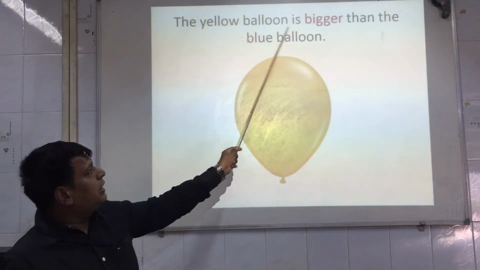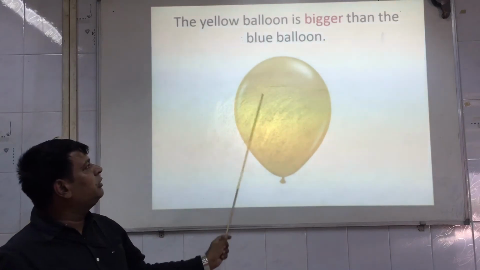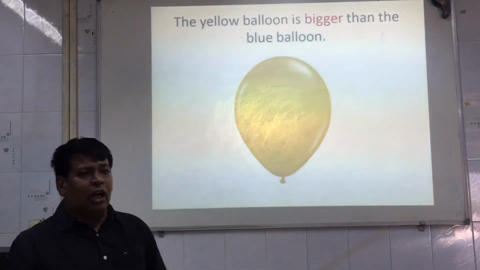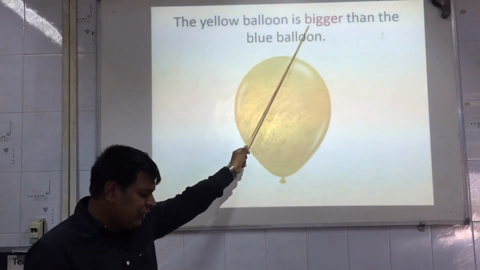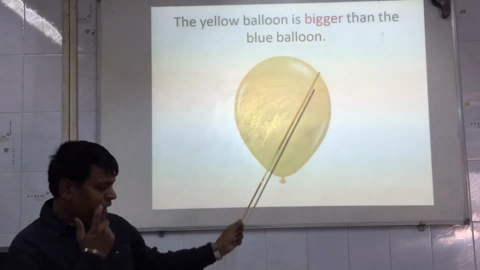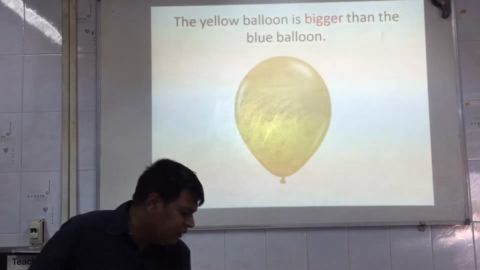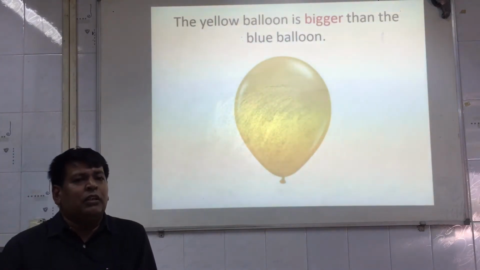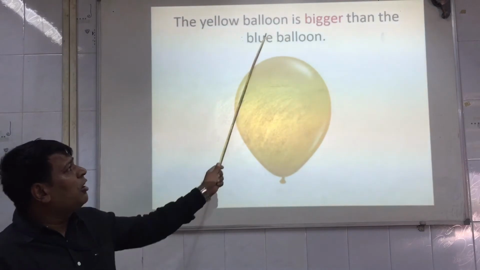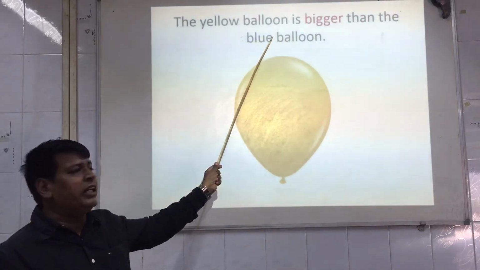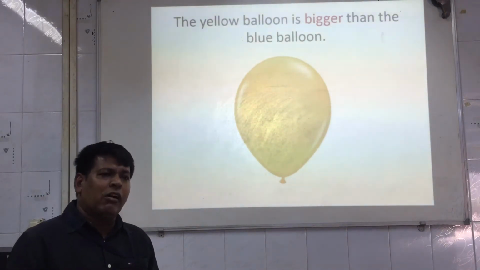The yellow balloon is bigger than the blue balloon. Now you can see here the pic of a yellow balloon. It is bigger than the blue balloon. Now here the adjective bigger compares the blue and the yellow balloon. I repeat again, the adjective bigger here compares the blue and the yellow balloon. Means the comparative form compares two people, objects, places or actions.